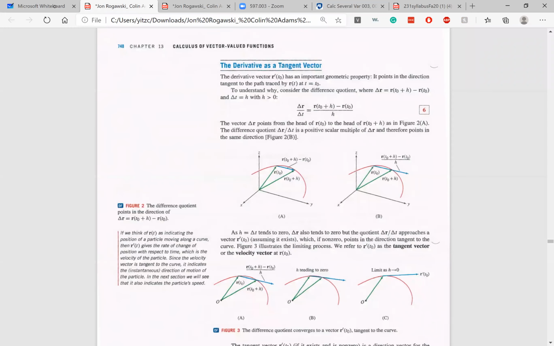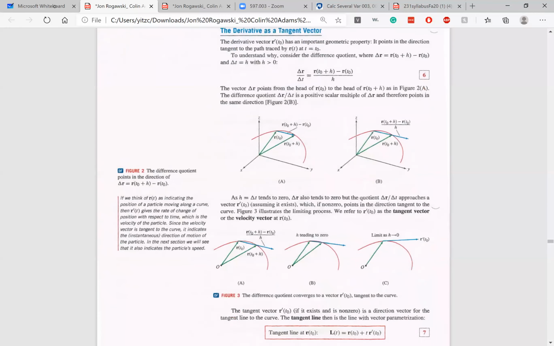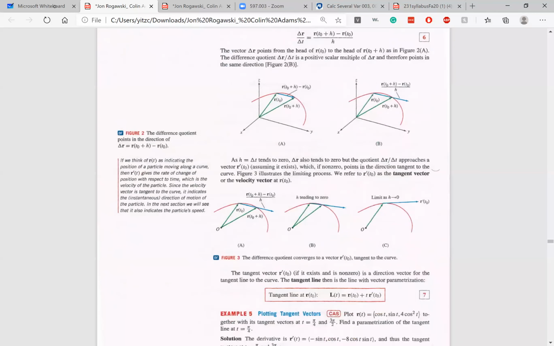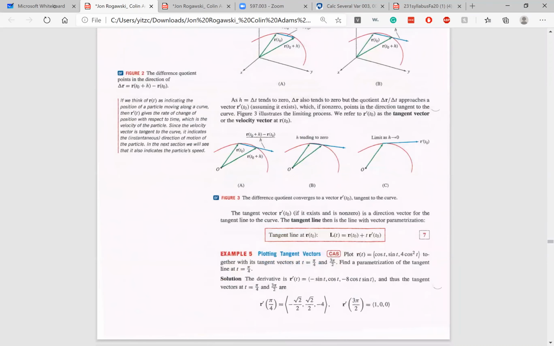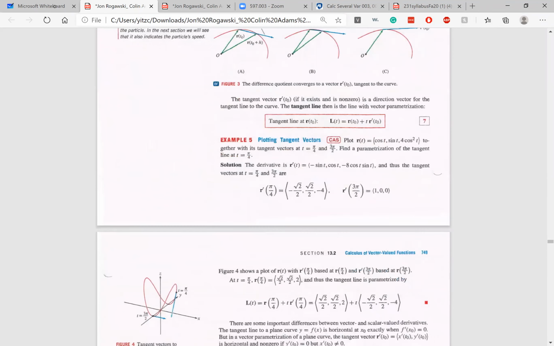Yeah, so again, to see how you can get this tangent line, we do what we did in Calc 1. So we take r of t0 plus h minus r of t0. We shrink this thing to 0. As h goes to 0, you get your tangent lines. And again, the tangent line has the equation r of t0 plus t times r prime of t0. So this needs a calculator, so we're going to skip it.